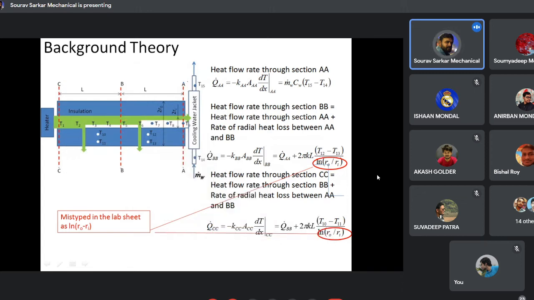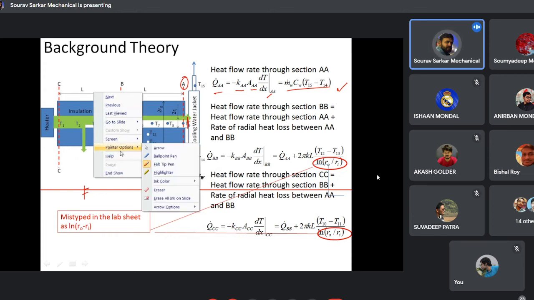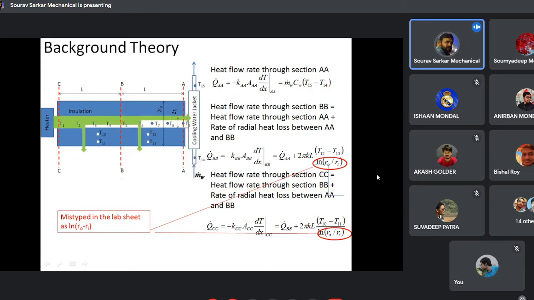Now if this is my AA section, at this section my heat balance is equal to kA dT/dx at the end of this surface, and that is equal to m cp (T15 minus T14). Is it okay? The heat loss from the end of the metal rod is equal to the rate of energy being transferred into the water. Is it okay? Okay, sir.